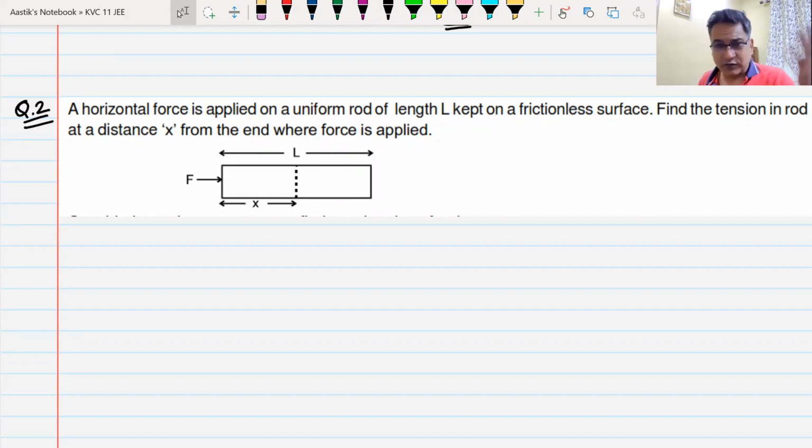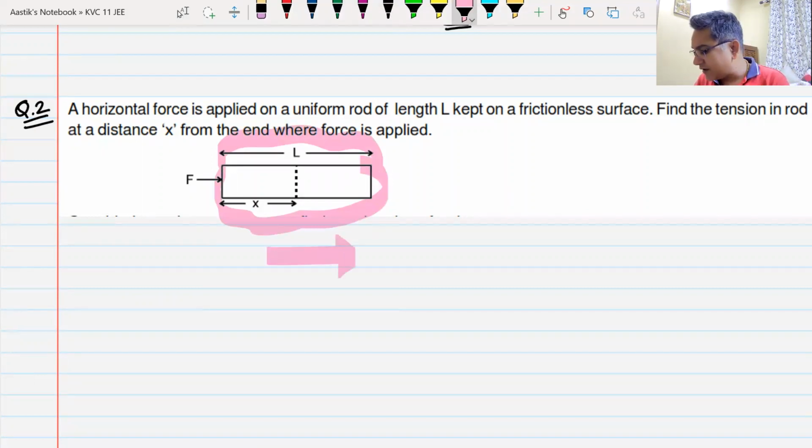Now remember, we don't have to make the equation in the vertical direction. So let us not be concerned about the vertical direction. I will take this entire rod as one body and I will make the equation of this entire rod. This entire rod is going to move ahead with an acceleration a. Yes or no? Do you understand this?